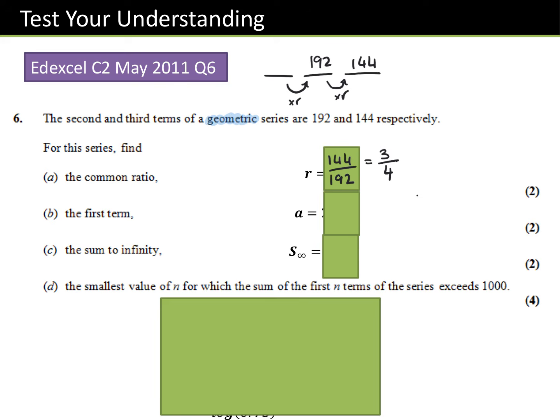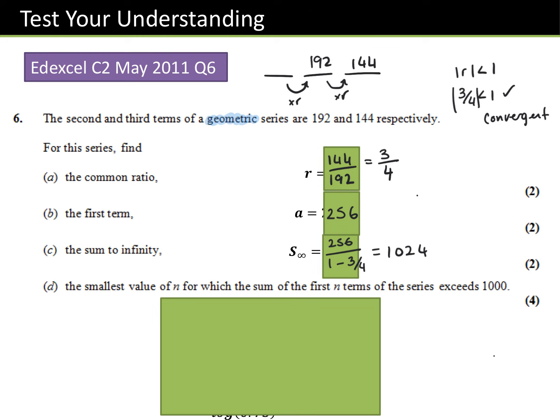It then says find the first term. So something times 3 over 4 is 192. So 192 divided by 3 over 4 is going to give me 256. It then says find the sum to infinity. Now I know I can do that because the modulus of R is less than 1. 3 over 4 is less than 1. So this means it is convergent. Now we know that this is A, which is 256, over 1 minus R, which is 1 minus 3 over 4. This is going to give me 1024.